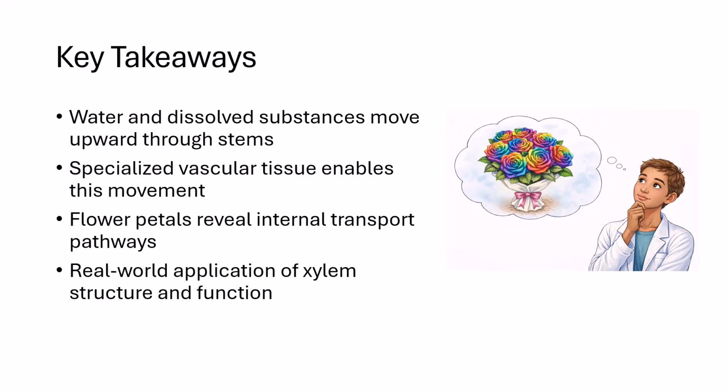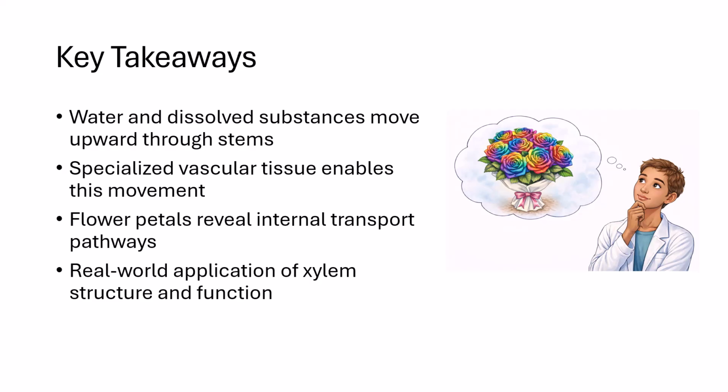In this case study, you connected plant anatomy to a real-world example by considering how food coloring could move through a rose to create rainbow-colored petals. You reviewed how water is transported upward through the stem and how any substance dissolved in that water can travel along the same pathway. The appearance of color in the petals makes this internal transport system visible and helps you visualize how vascular tissues function in living plants.